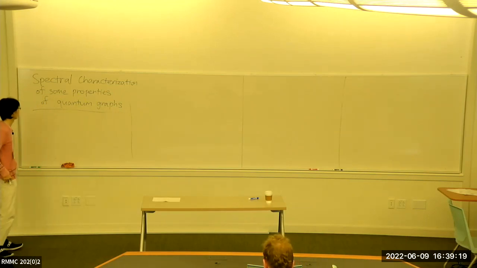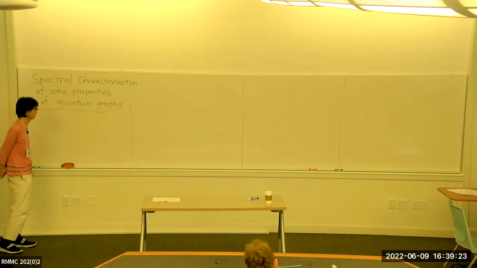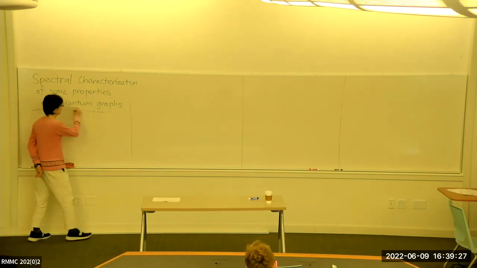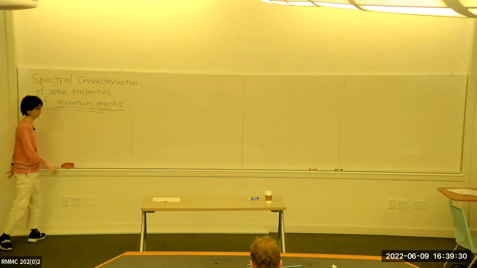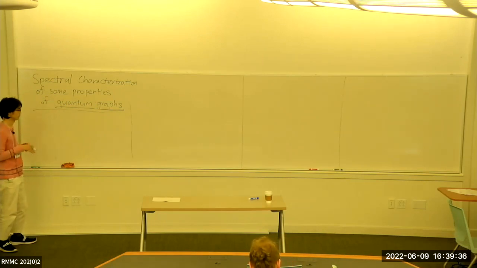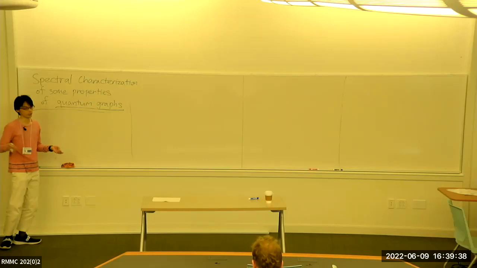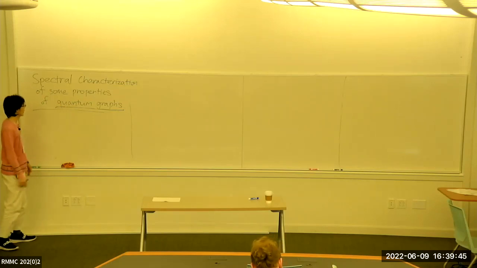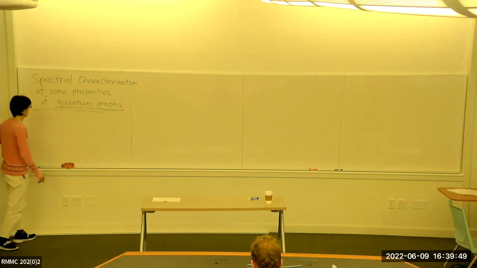Today, I'd like to tell you about my recent result about spectral characterization of some properties of quantum graphs. The notion of quantum graphs was first introduced by quantum information theory 10 years ago, and it has been developed in the interaction between quantum information theory, operator algebra theory, quantum group theory, non-commutative geometry, and so on. And so it is a non-commutative analog of classical graphs.